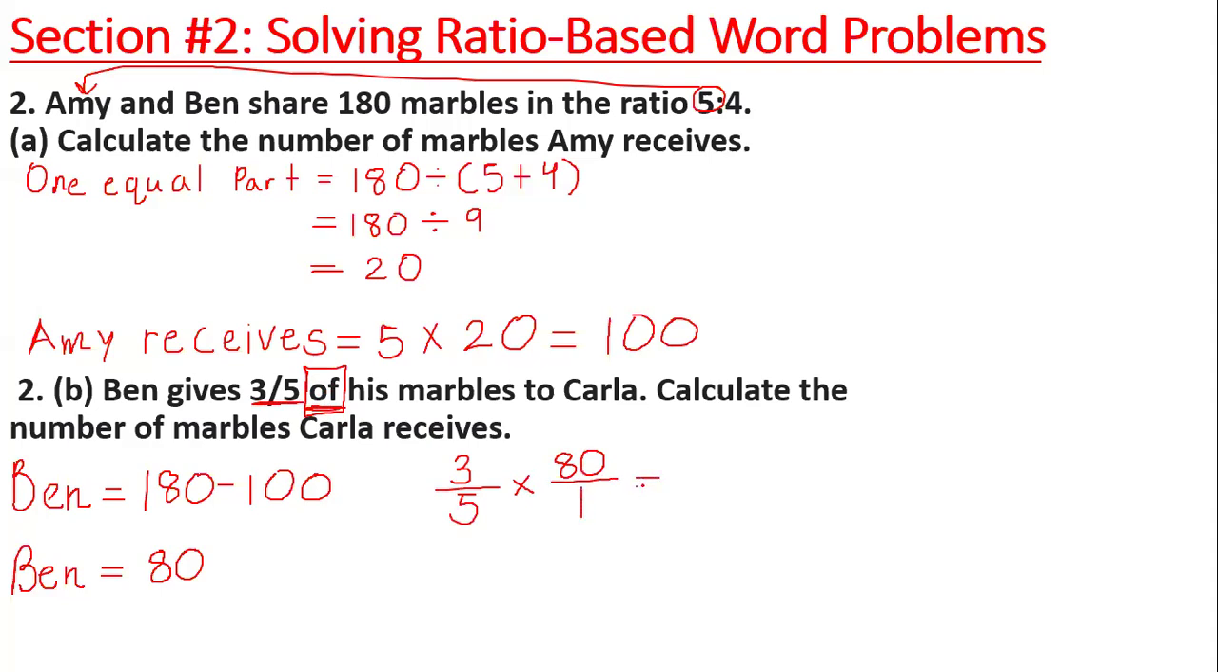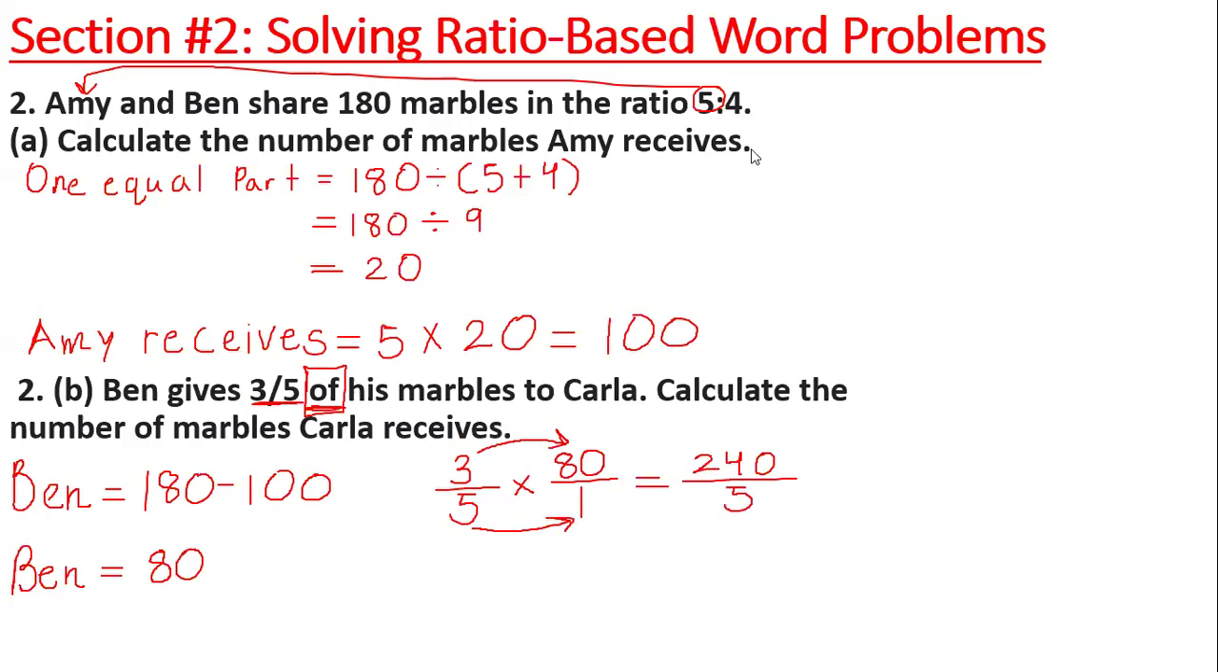All right, so now we're going to multiply this. We could cancel out 5 into 80. You can, but I'm going to multiply straight across. What is 3 times 80? 240. Very good. And then 5 times 1 is 5.